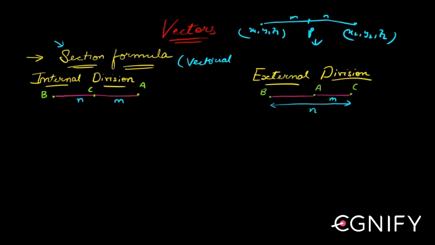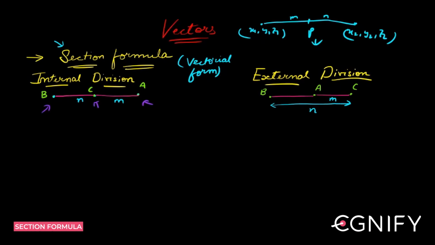But now we will see the same thing in the vectorial form. Remember, what we saw there is no different from what we are going to see here, but the only thing is that we will see everything here vectorially. So for that, I have these points B, A, and C. I have 3 points B, C, and A.